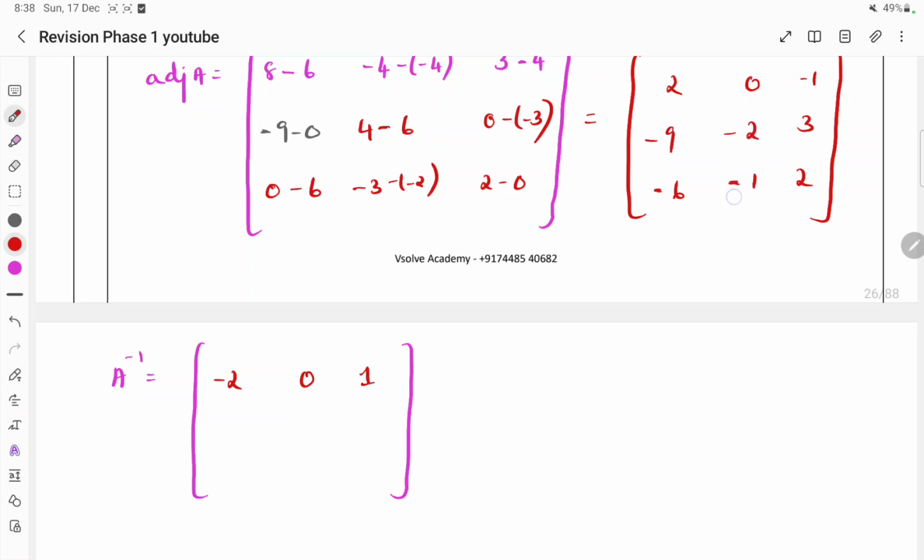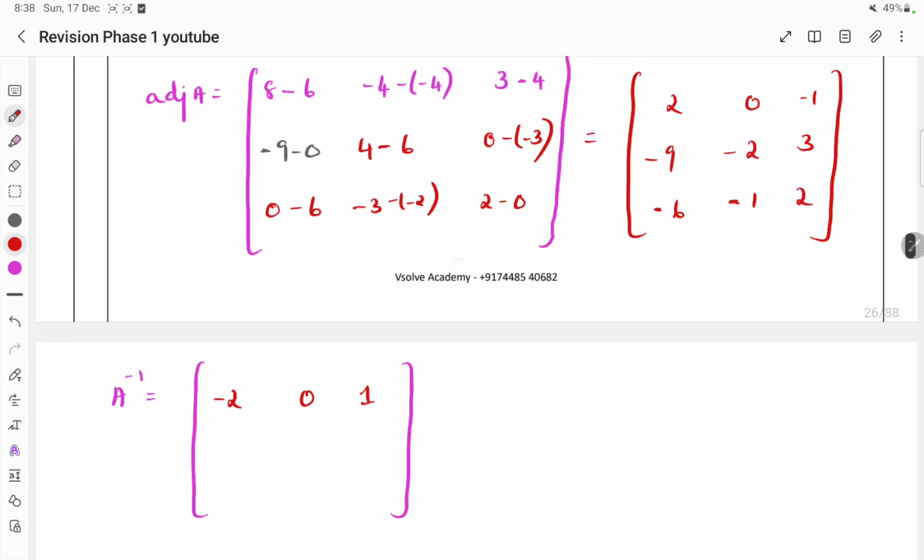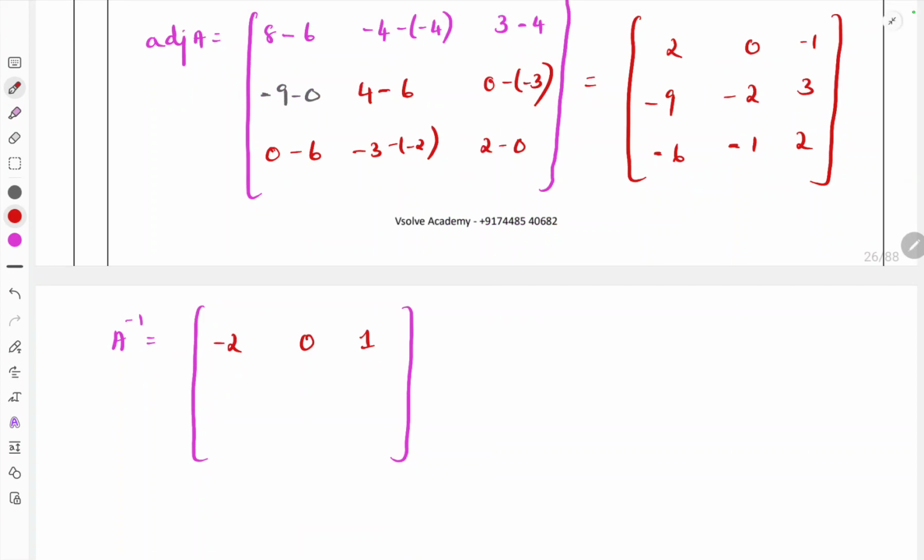Just we have to change the signs: if we have plus, it will be minus. If we have minus, it will be plus. So it will be minus 2, 0, 1, 9, 2, minus 3, 6, 1, minus 2. So this is our A inverse.